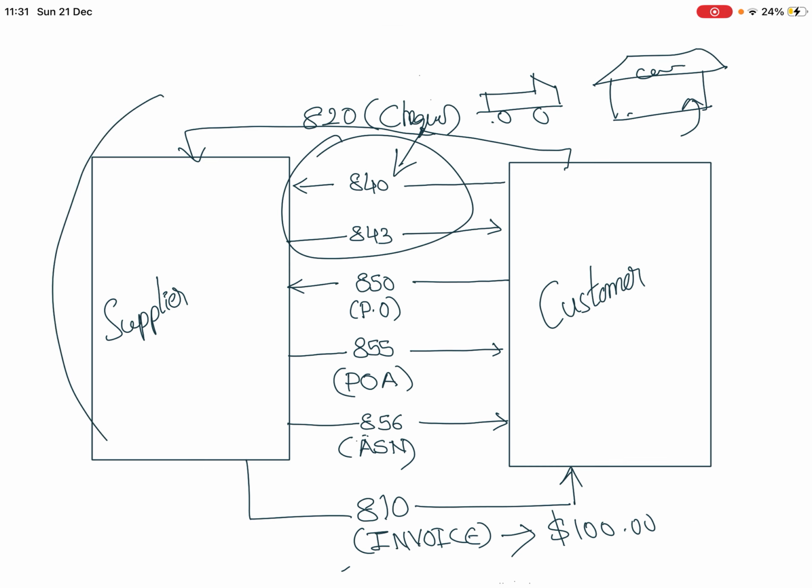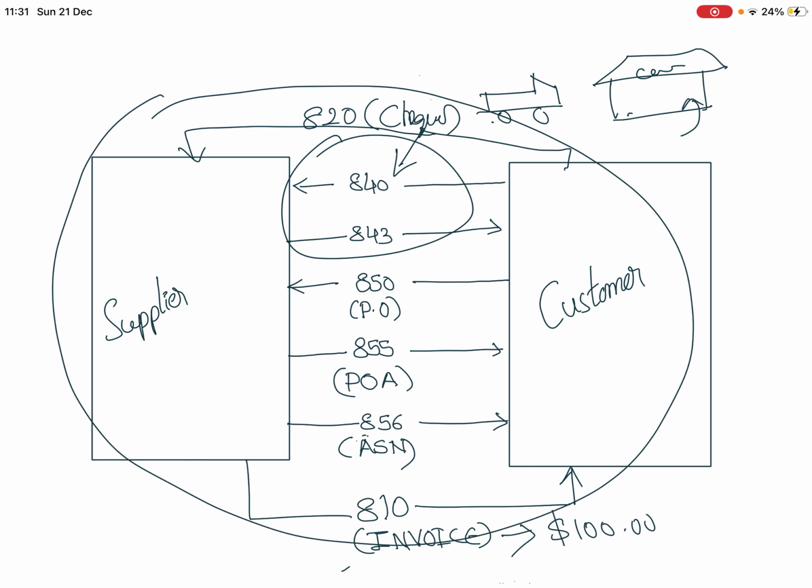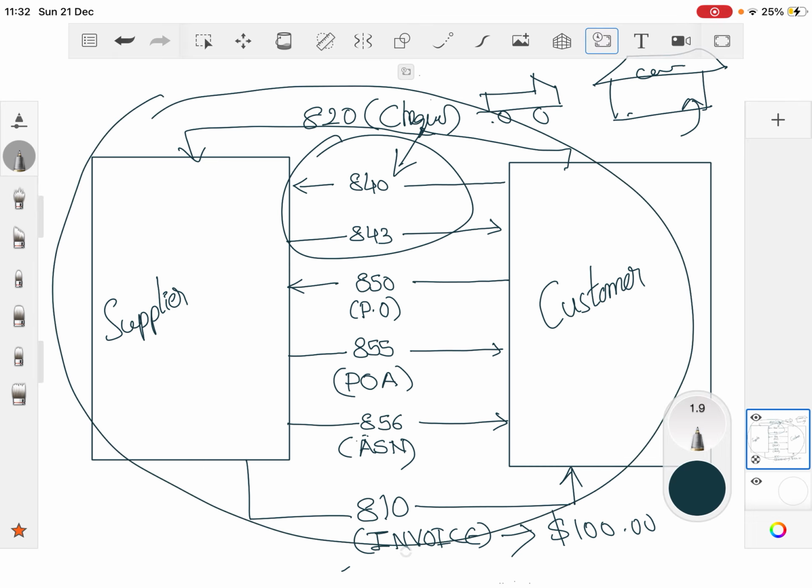So through all these steps, the order to cash cycle will be completed using EDI. EDI will not only avoid errors, I mean human errors, it will also speed up the entire order to cash flow.